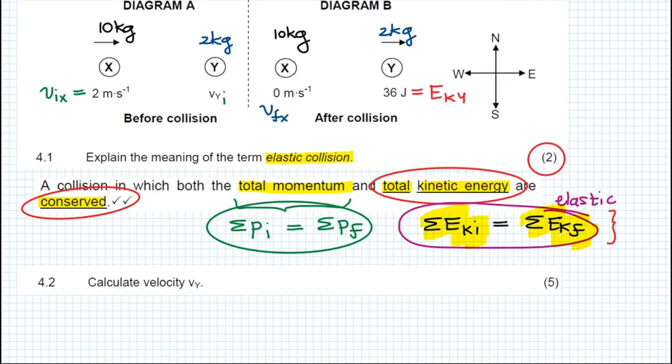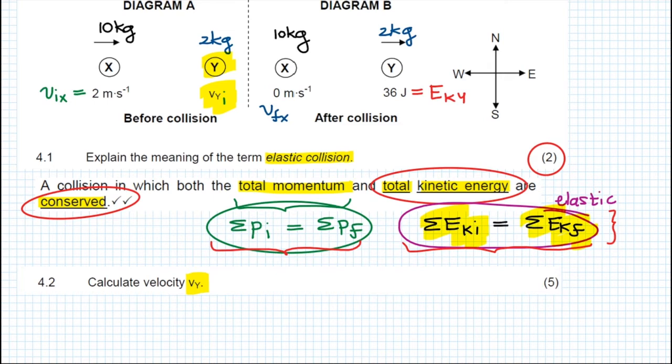Question number 4.2 reads, calculate the velocity of Vy. That is ball Y's velocity before the collision. Whenever you see the words collision, and you find that objects are colliding, I want you to start off by thinking about conservation of linear momentum, because this is the very first formula you ever dealt with that spoke of collisions. Most of the time we teach this before we even teach the difference between elastic and inelastic collisions.